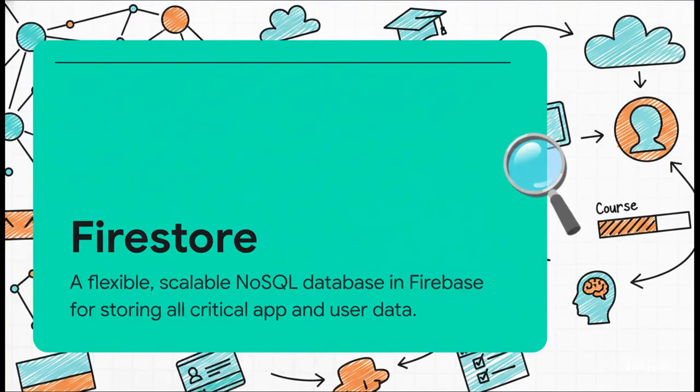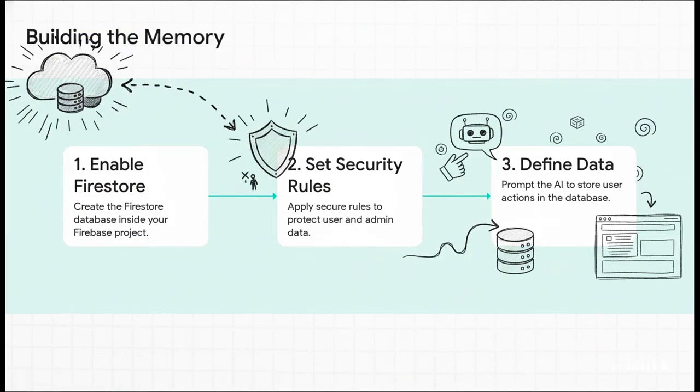It's the database that comes with Firebase. So simple. This is the brain where all the important stuff is going to live. User profiles, course enrollments, you name it. This is what makes the app feel dynamic and smart, like it actually knows you. And setting up this memory is pretty straightforward.